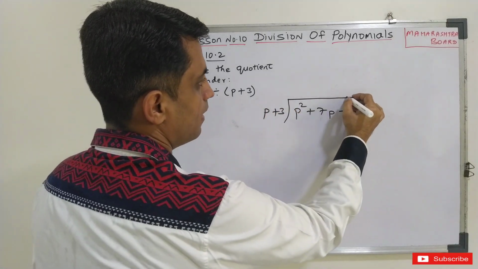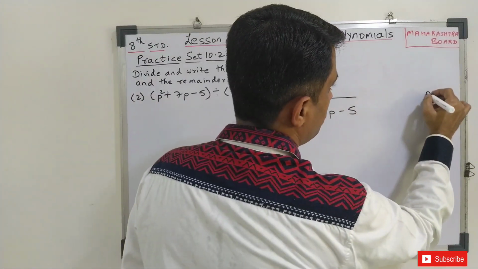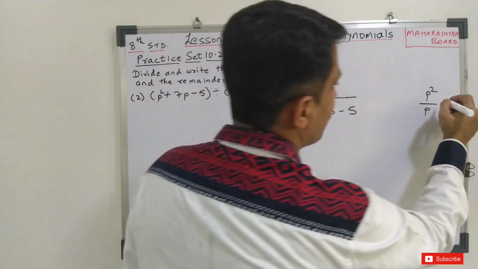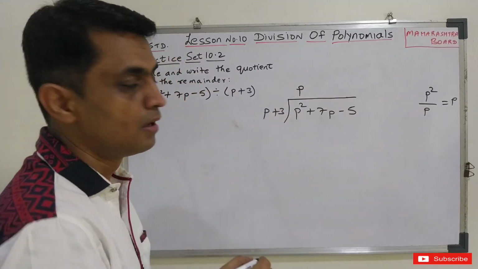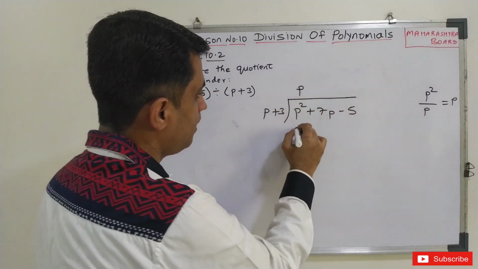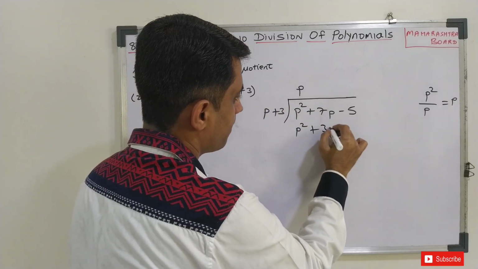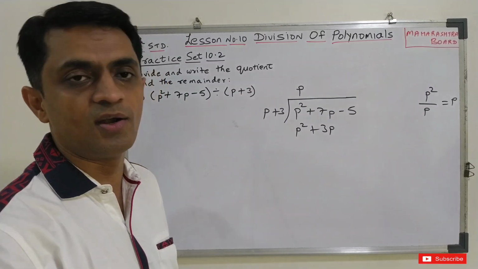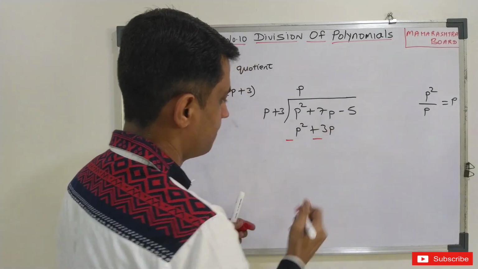Now same method again. First step, p square divided by p. So we are writing here p square divided by p. What will you get, p square divided by p? You will get p. This p we are writing here. Now multiply p into p, p square. p into 3, 3p. After this, what is the next step? Changing the signs. Don't forget to change the sign. So here it will become minus, plus ka minus.